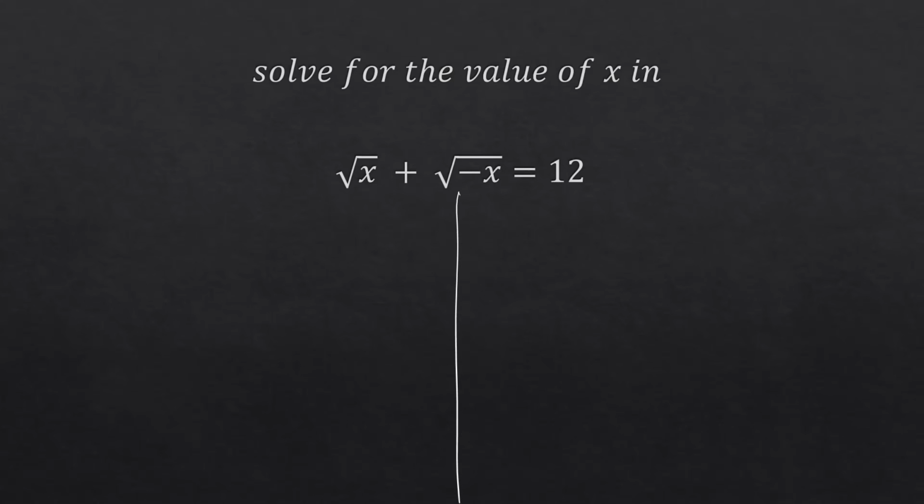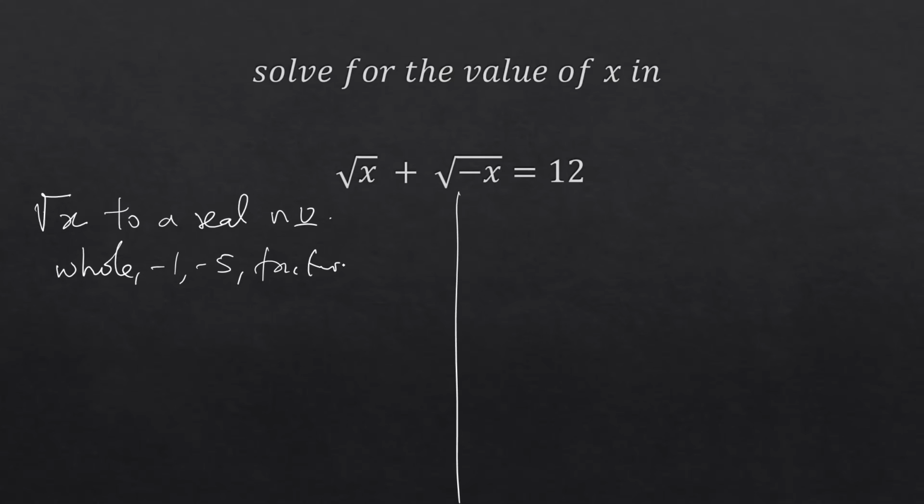Now I'm going to have that for root x to be a real number. What I mean by a real number is it should be either a whole number, maybe negative numbers, maybe -5, maybe fractions, or roots of positive numbers. So that is what x is supposed to be normally.